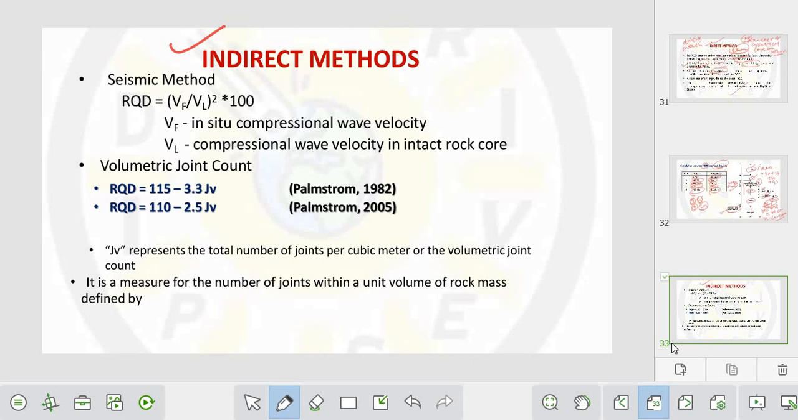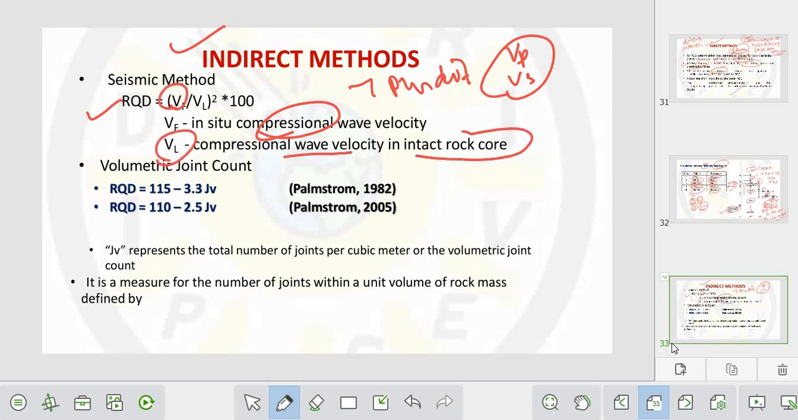So there is the indirect method, in which, like in the lab, there is some machine in which we normally calculate the P wave velocity and S wave velocity. From the P wave and S wave parameters, we can also find the RQD. Okay, don't go into detail; I will cover it in a later part. RQD can also be calculated from the in situ compressional wave velocity, VP by VS. That is the compressional wave velocity in the intact core rock, okay. So how much P wave velocity is going in situ, and how much compressional wave velocity is going in the intact rock core, we measure those. It is indirect, right?